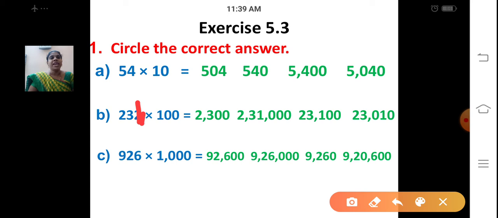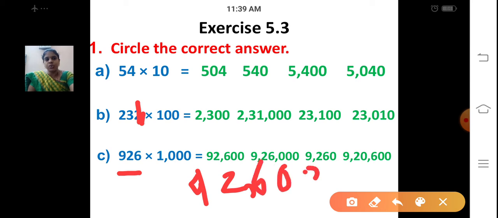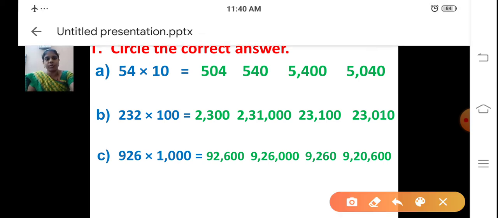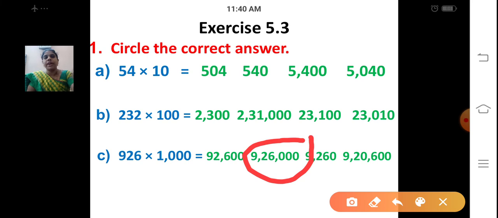You're going to multiply 926 into 1000. Tell me the answer now. Same way, write 926 followed by 3 zeros. How many zeros? 1, 2, 3 zeros. So where do I put commas? 9,26,000 is the correct option. Circle the correct one, 9,26,000. Write the number 926 followed by 3 zeros. So 9,26,000 is the correct option.